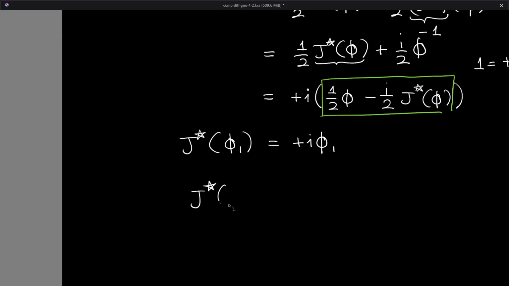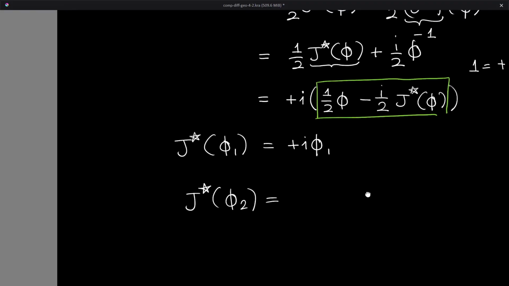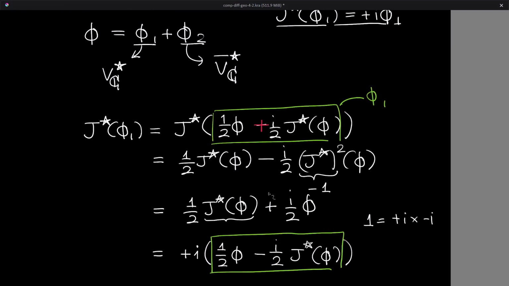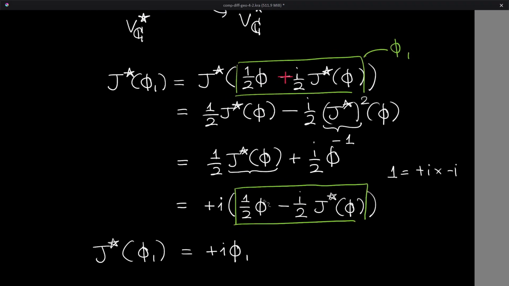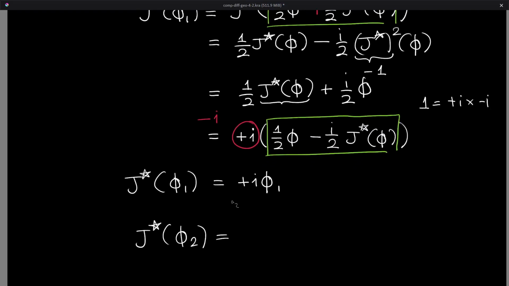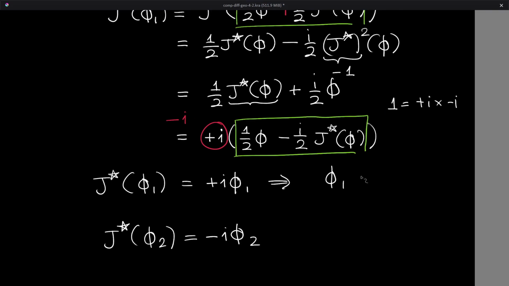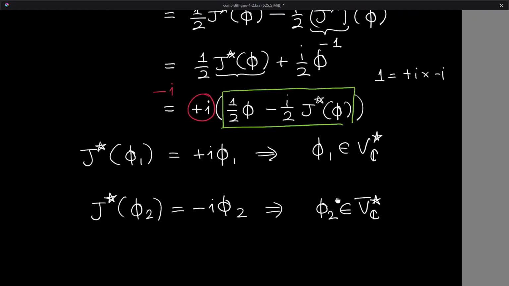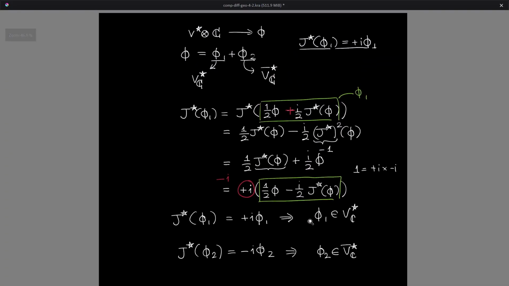J star of phi 2 is very similar, and we're not going to do it. I'm just going to highlight that in that case, we would just have a plus here instead of a minus, and we would take minus I out of here instead of a plus I, and that would give us this thing, minus I phi 2. And that would prove that phi 1 is an element of VC star, and that phi 2 is an element of VC star bar. All right, so I hope that clarifies that part of the working.